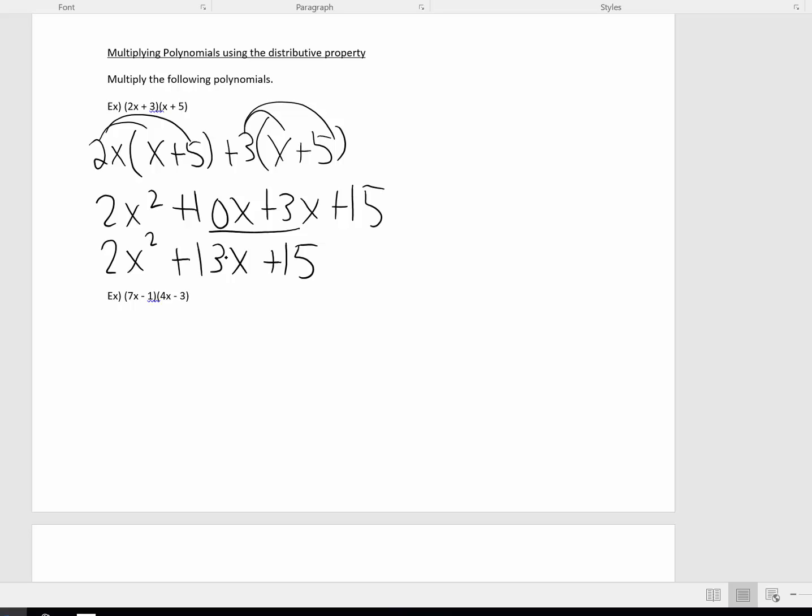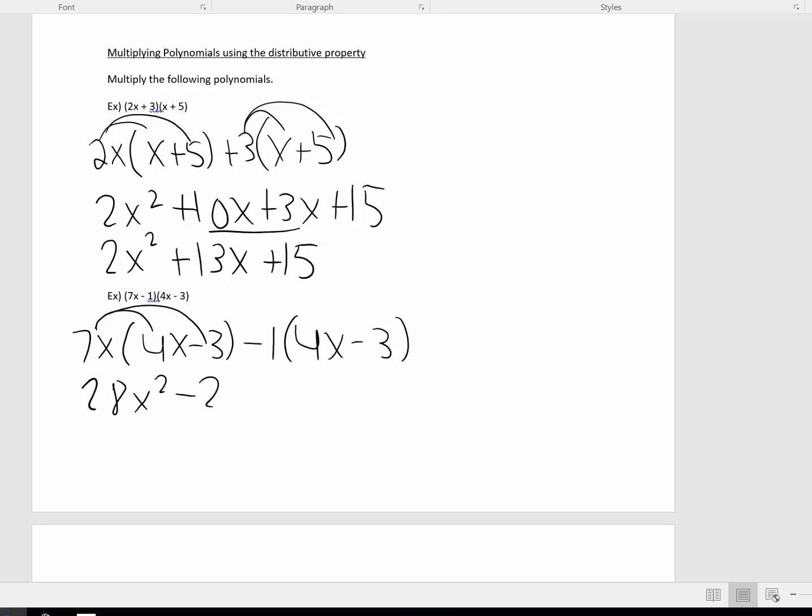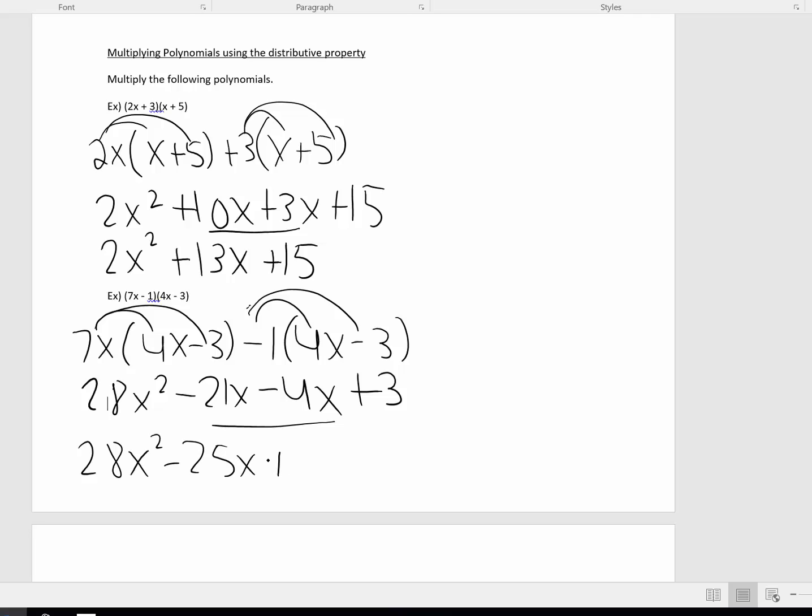Okay, let's take a look at the next example then. So again, I'm going to take this 7x and multiply by every single term in this polynomial. And I'm going to do the same thing with the negative 1. Okay, distribute. And remember, here a negative times a negative is a positive. Combine like terms. And we're done here.